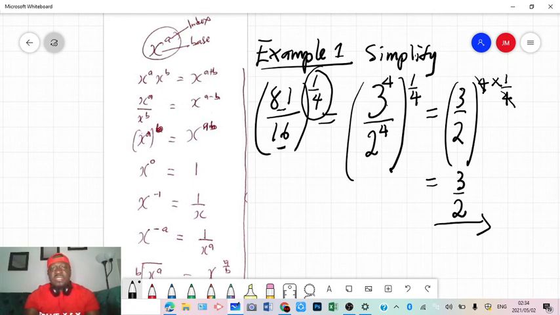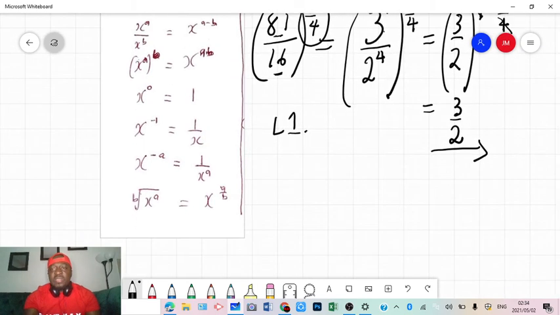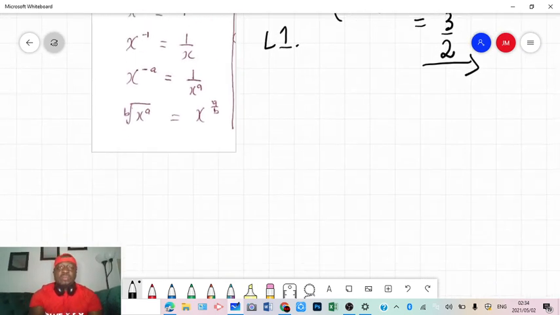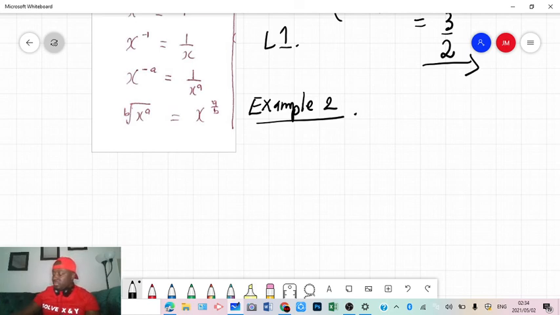So this is example 1. This is a very simple question. This is a level 1 question for grade 10 because it's grade 9 content. Let's go to example 2.